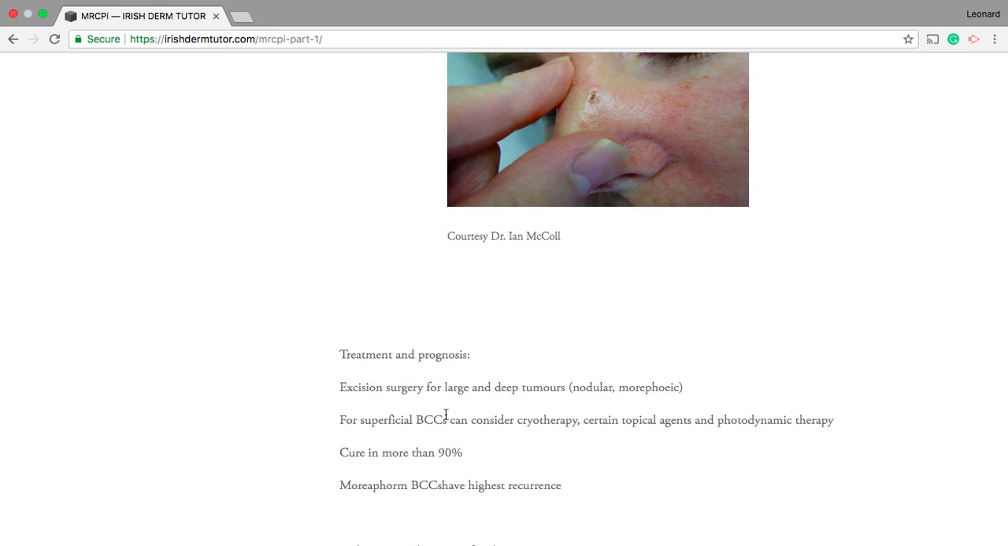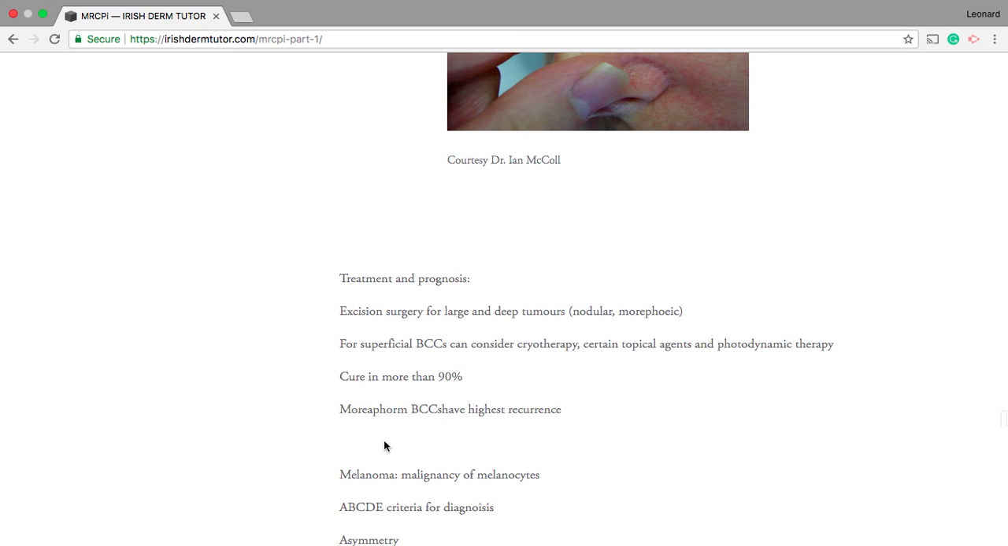Whereas for superficial BCCs, you can consider cryotherapy, or certain topical agents which create an immune response against the tumor cells, or you can even use photodynamic light therapy against it. They have a high cure rate, and as mentioned previously, morphiform BCCs are quite difficult to manage due to their far extension, so they tend to have the highest recurrence.